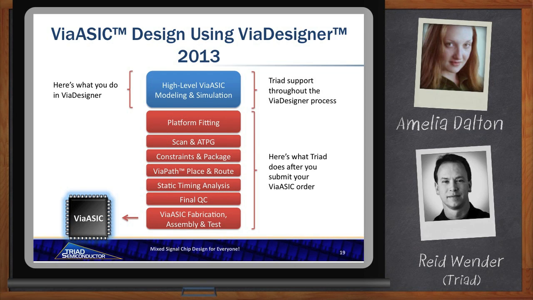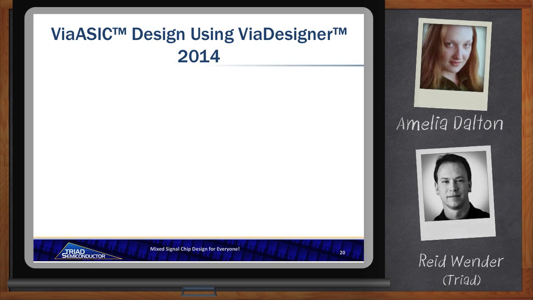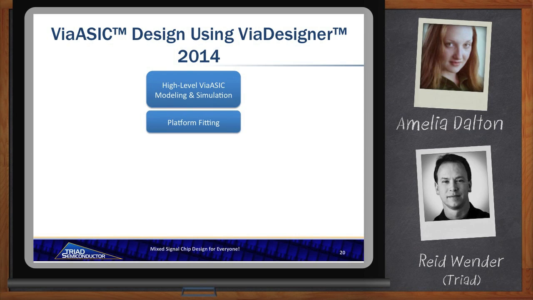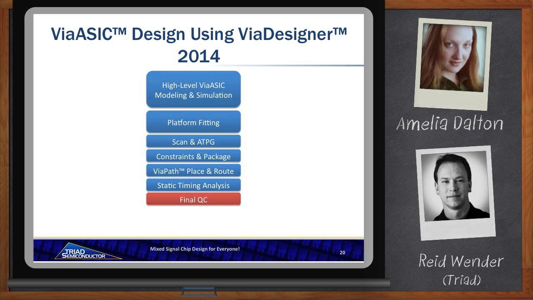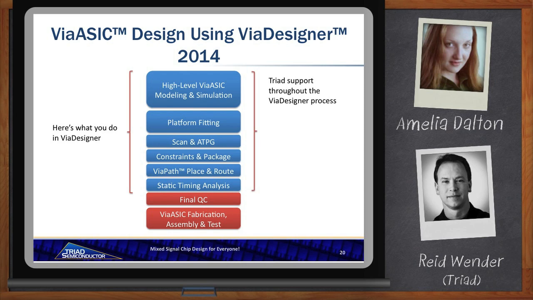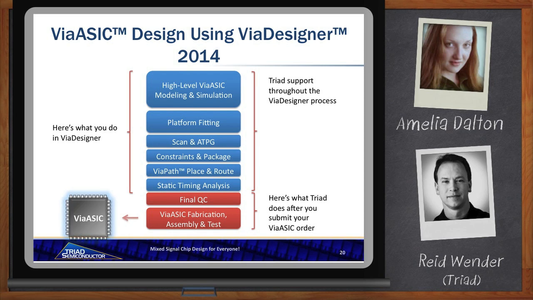All right, so that makes sense. I'm doing some of the work now, and so I can save some of that 250K NRE in the future, right? Absolutely. In 2014, we'll be releasing more of the ViaDesigner flow so that you'll do both the front end and the back end of the design, and that's how we'll get you down to the lowest NRE possible. Okay. I'm marking my calendar, and I'm going to be an experienced mixed signal IC designer, and my NRE is going to be 10K.